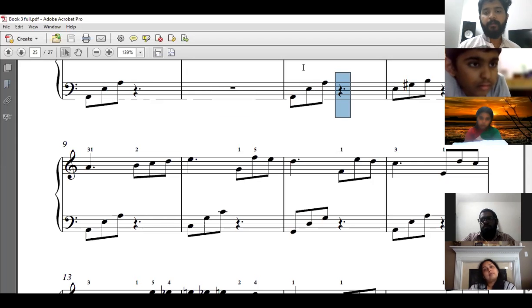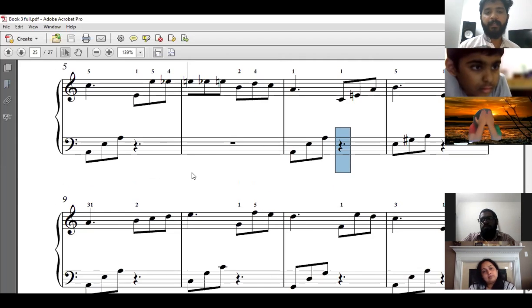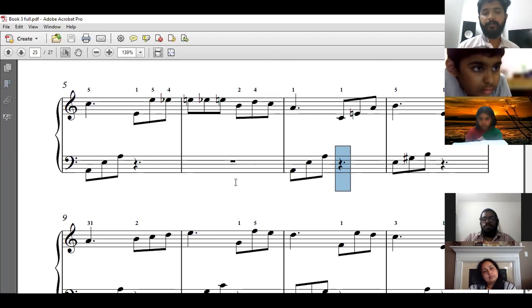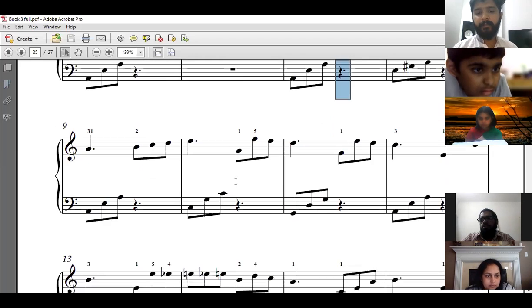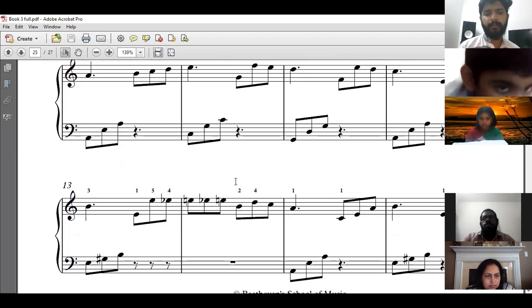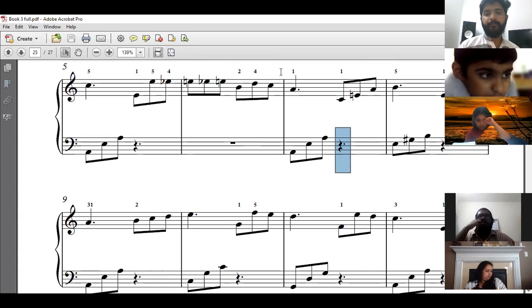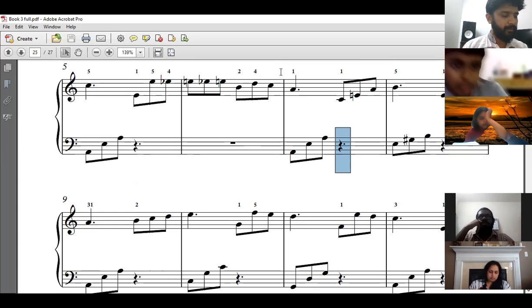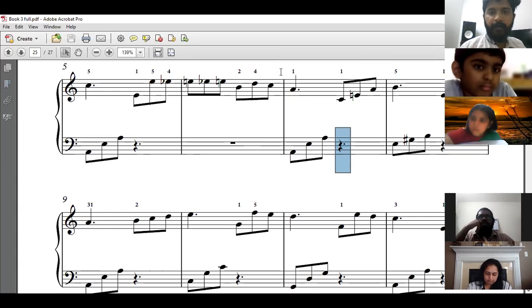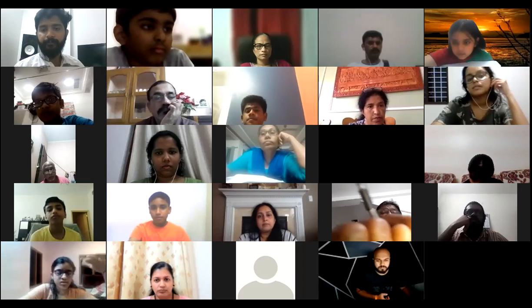Okay. So just think about the treble clef for now. Bass clef you can try, but it might be a little difficult sometimes. All right, so I hope you understood how to find the flats and sharps. This is one of your assignments.